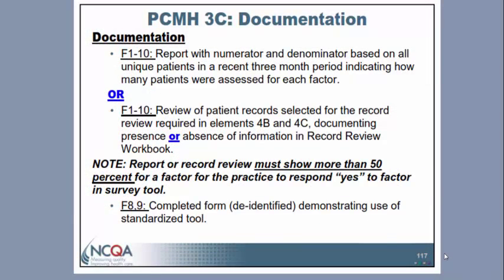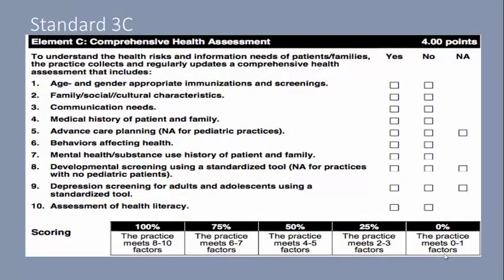And what they want you to do is they actually give you 2 methods to prove this. The first method is doing a report with a numerator and denominator that looks at all the patients you saw in a 3-month period, and then the numerator would be how many patients you collected, for example, immunization information on. And then the denominator would be all the patients you saw during that time period.